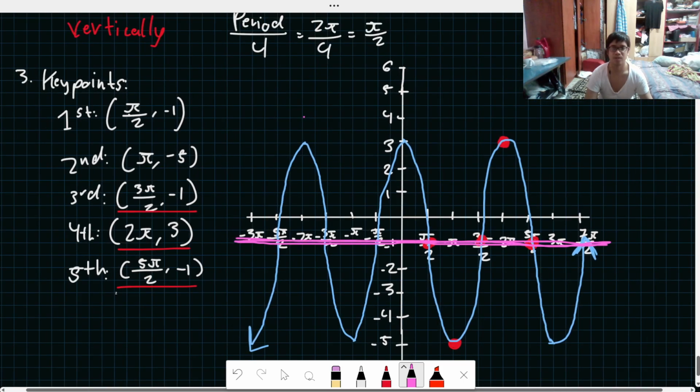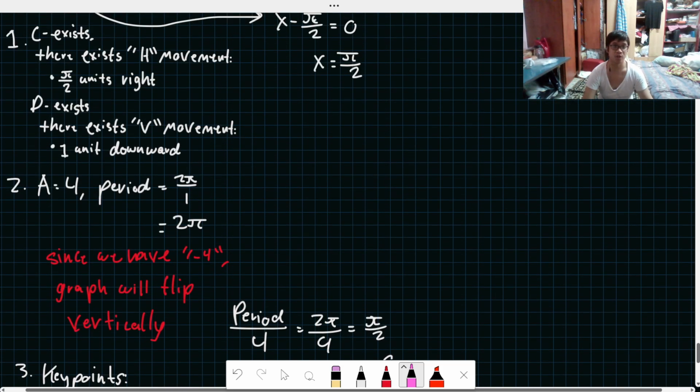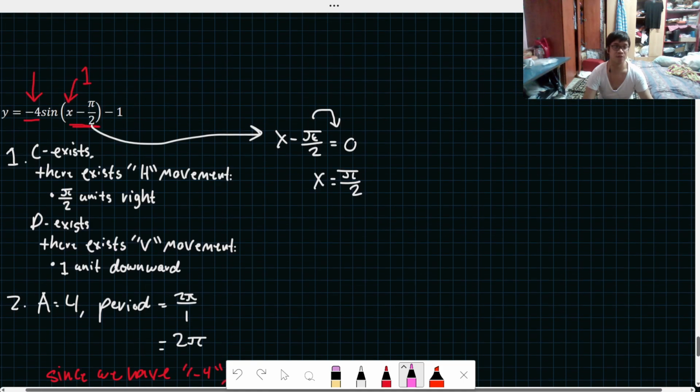There you go. See that pink line? That's the midline. Now, why did I focus on the midline? Because the midline will actually tell you if your graph will move upward or downward, right? If you observe, it seems like it moves downward by 1 unit, because you have your d as -1.